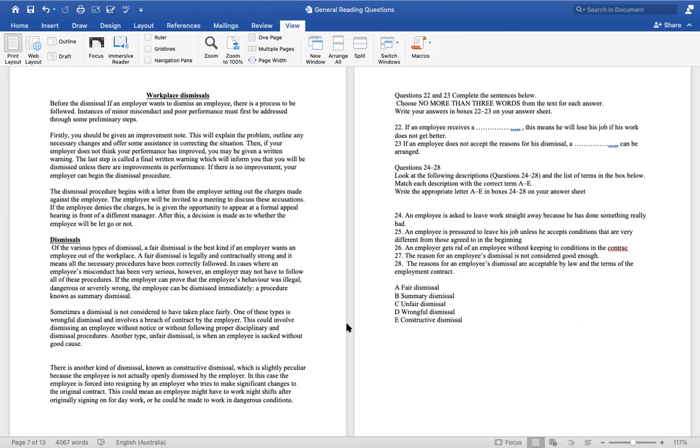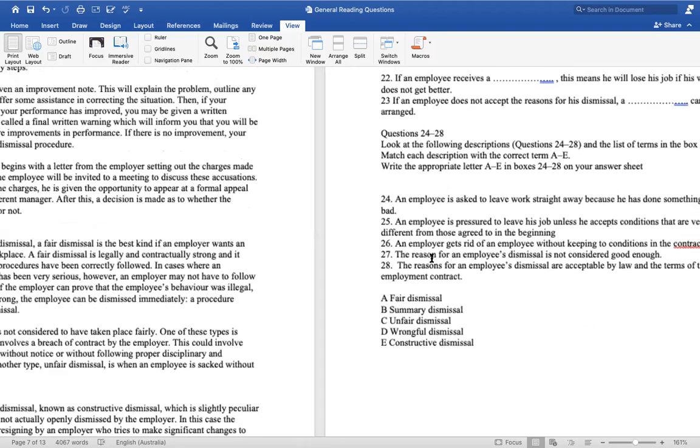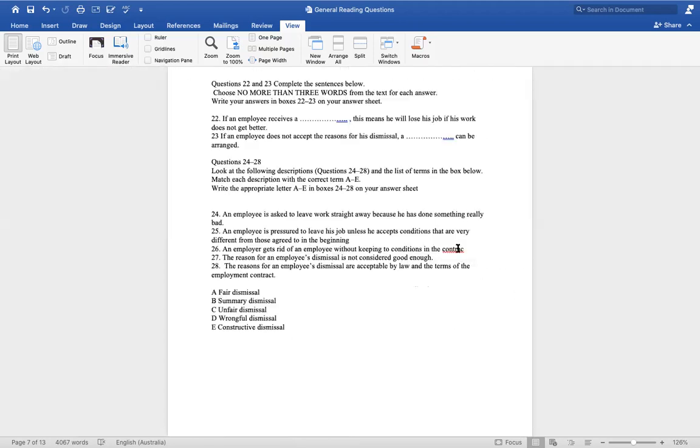Yes, so the answer for 22 is indeed final written warning, which is very well done. And 23 is formal appeal hearing. So both of them are correct. Good job, Rajesh. Can you start from question number 24 to 28, where you have to match the information.